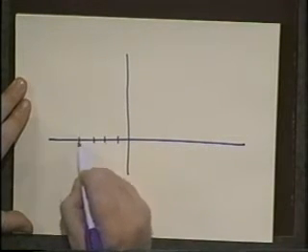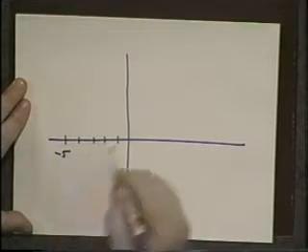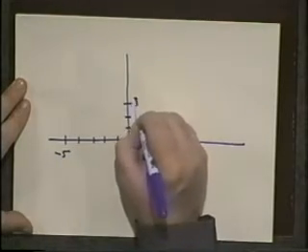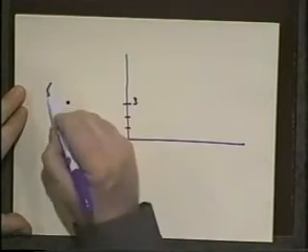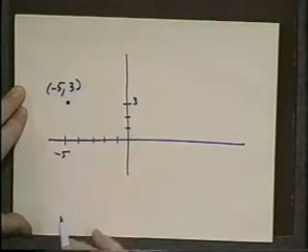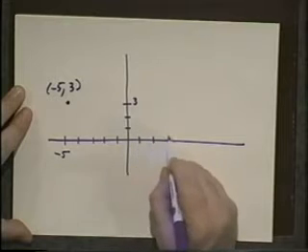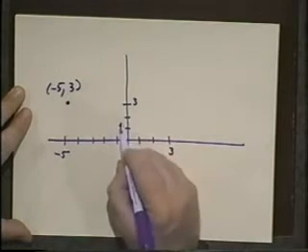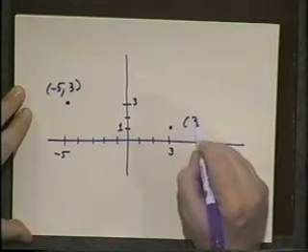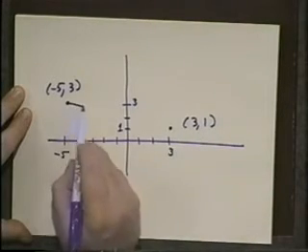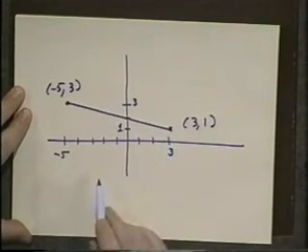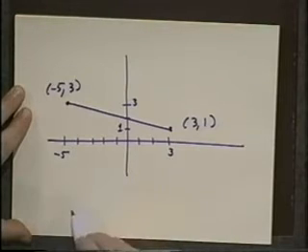One, 2, 3, 4, 5. That gives me -5 in that direction. 1, 2, 3. There's one of the points, the -5, 3 point. The other point that I was given is the point 3, 1. So there's 3, and this is a height of 1, so there's the point 3, 1. Here is the line between them, and the midpoint is supposed to occur on it.